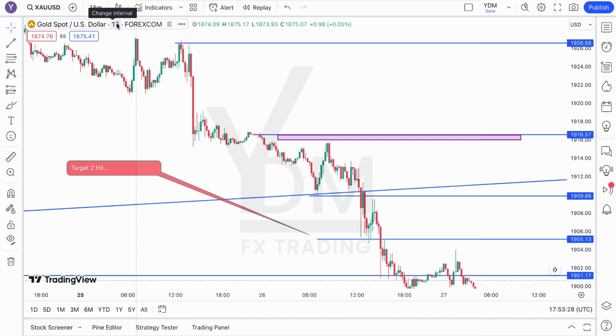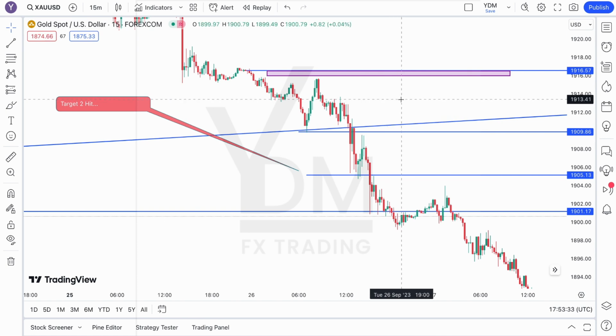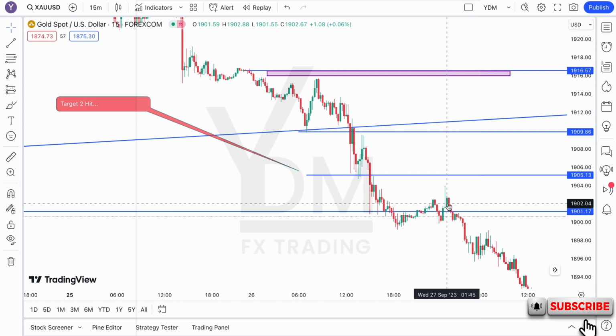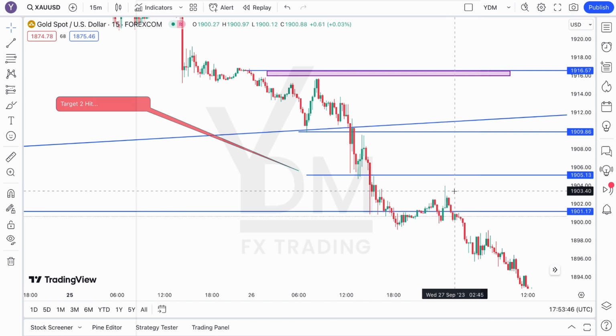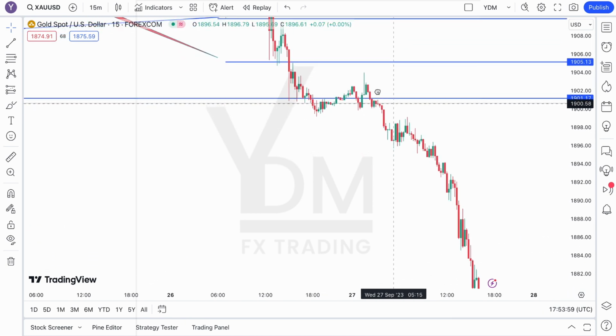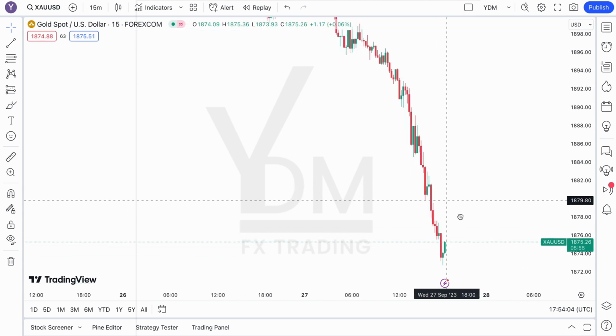Towards the end of the day I closed my trade. I think I closed it at TP2 or something, because I knew it was definitely going to sell more. Today, which is Wednesday, we had a really little pullback towards this area, but of course we know we're already in a sell trend, so we're looking to enter sell opportunities only. You can see right here, boom, it went all the way down. So it's pretty simple.